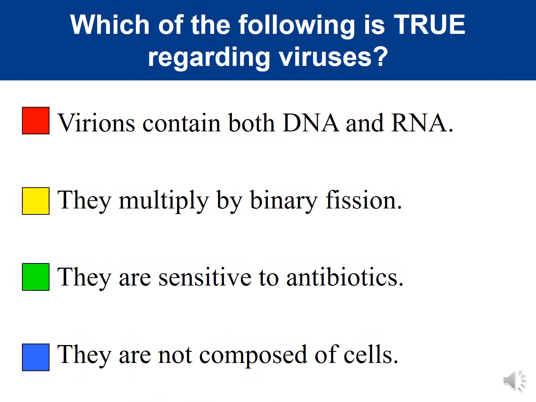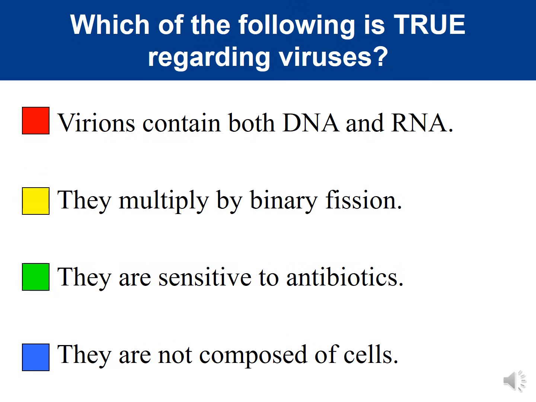So, which of the following is true regarding viruses? Red, virions contain both DNA and RNA. Yellow, they multiply by binary fission. Green, they're sensitive to antibiotics. Blue, they are not composed of cells. So take a minute, think about your answer, pause the video, and when you're ready, go ahead and turn it back on.